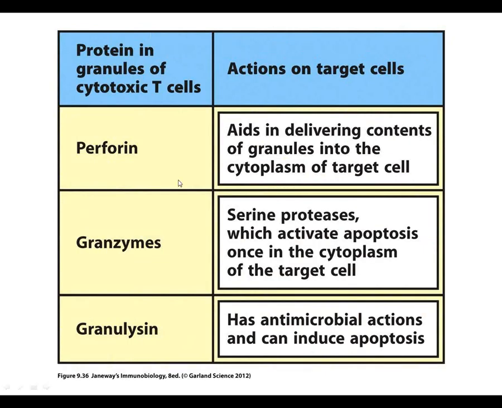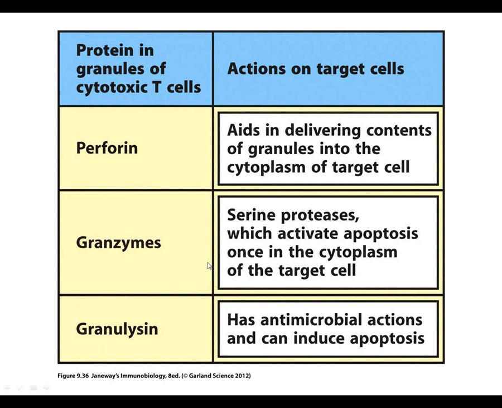Okay, so back to CD8 cells. So three molecules: perforin, granzyme, granulysin. Okay, so perforin, I think of as perforating a hole in the target cell. So it actually aids in delivering the contents of these granules into the next cell. And the contents include granzymes and granulysin.